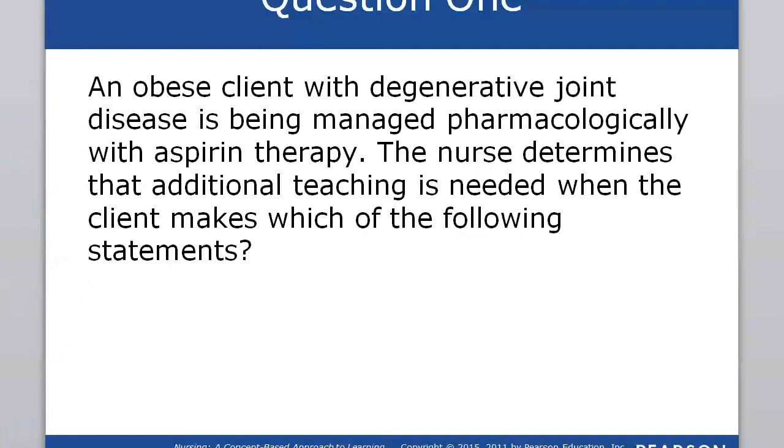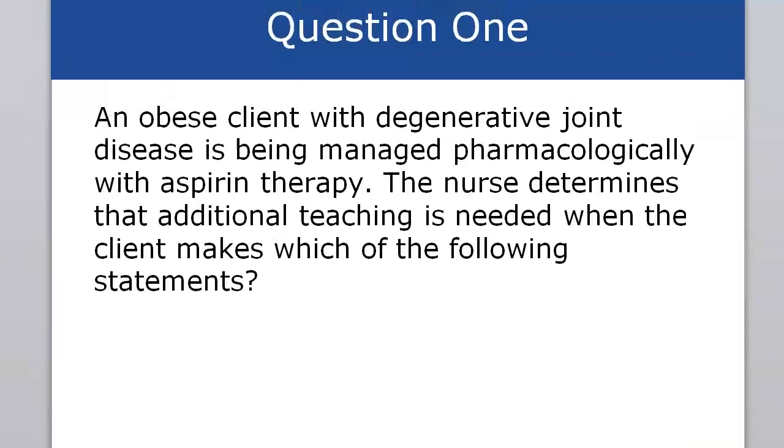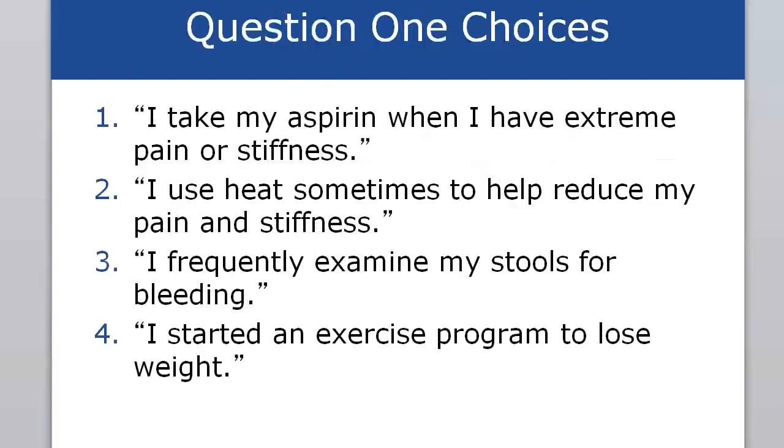An obese client with degenerative joint disease is being managed pharmacologically with aspirin therapy. The nurse determines that additional teaching is needed when the client makes which of the following statements? Number 1, I will take my aspirin when I have extreme pain or stiffness. Number 2, I use heat sometimes to help reduce my pain and stiffness. Number 3, I frequently examine my stools for bleeding. And 4, I started an exercise program to lose weight.